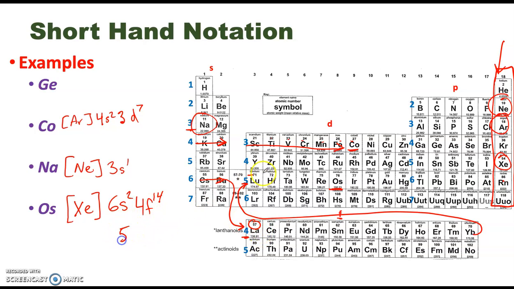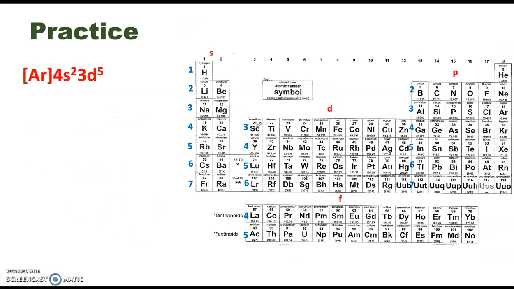And now I am in the 5, so you see this 5 here, 5D. And then osmium, to get to osmium, I need to count 1, 2, 3, 4, 5, 6. 5d6. So osmium shorthand would be xenon, 6s2, 4f14, 5d6, which is a heck of a lot shorter than starting from up here and going through all of these from the very beginning, 1s2, 2s2. It really makes this a lot easier.